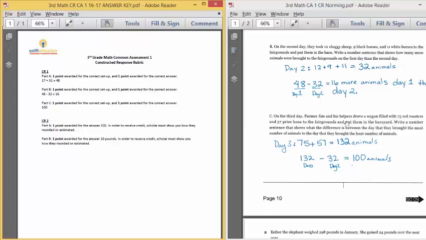If you look at the rubric, they get 1 point awarded for the correct setup. This setup is for the number sentence 48 minus 32 equals 16. If they only set up the first part, they do not get that credit. If they set up this correctly, and they also get the correct answer of 16, they are awarded the second point.